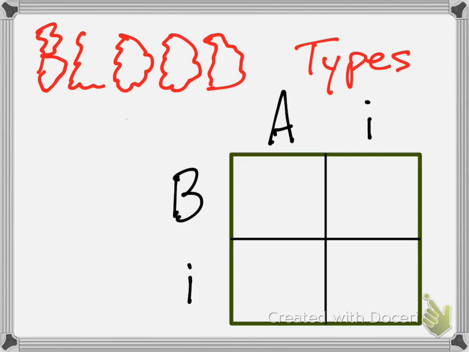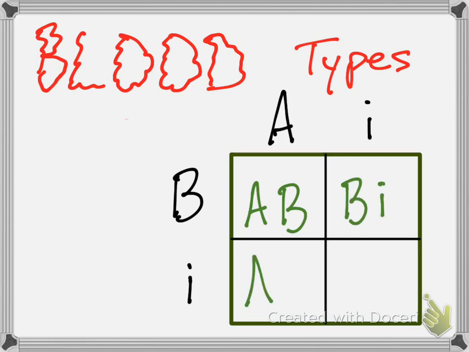My dad had A blood. My mom had B blood. So, one of the first outcomes is AB, BI, AI, and II. I means O. That's just how they symbolize it. Now, that means if I cross my parents, there are 4 possible blood types, all the different blood types that they could have possibly gotten. So there's a 25% chance of each blood type, right?